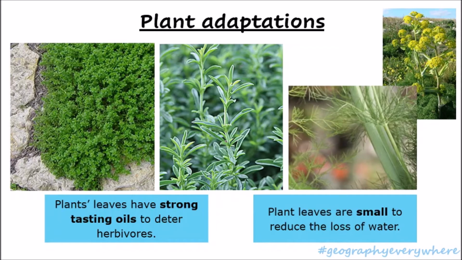Apart from the adaptation of having strong tasting oils and a strong smell, which you can smell if you walk around the countryside in any Mediterranean country, these plants also have the adaptation that their leaves are small and this reduces the loss of water.